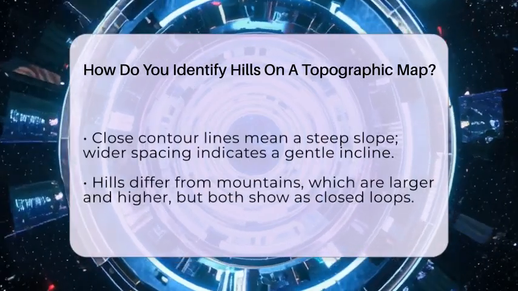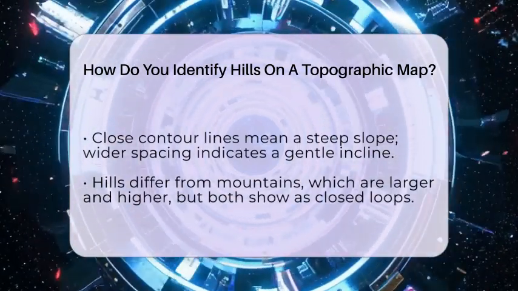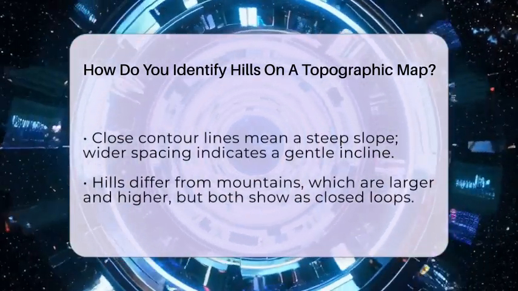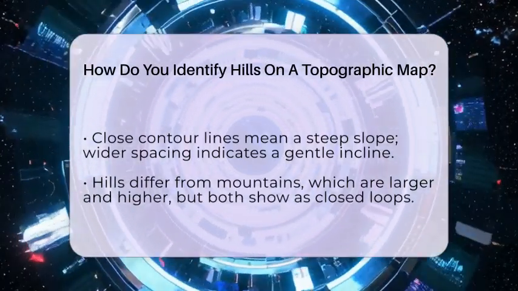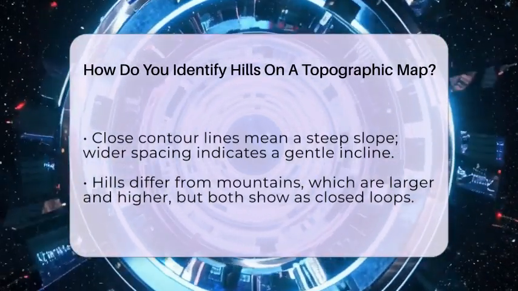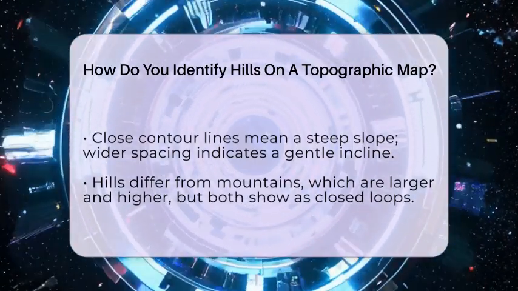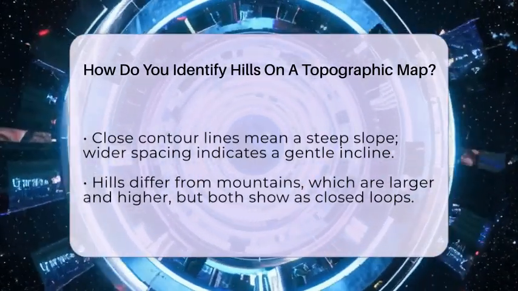It's also helpful to know that hills are different from mountains. Hills are smaller and have lower elevations, but both appear as closed loops on the map. Valleys or ridges, on the other hand, have contour lines shaped like V or U, which point upstream or downhill.